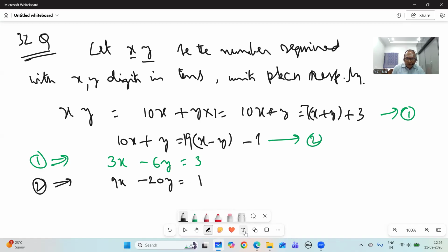So these are the two equations we have got. Now we have to solve these equations. How can we solve? You multiply this by 3 and subtract. 1 into 3 gives you what?